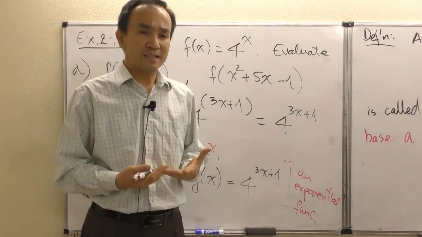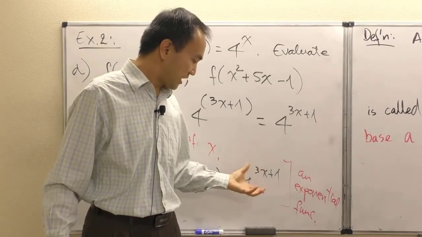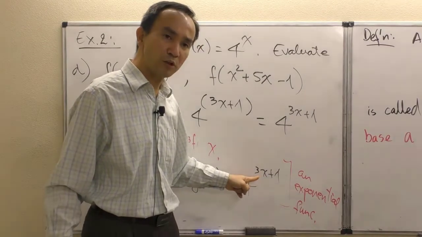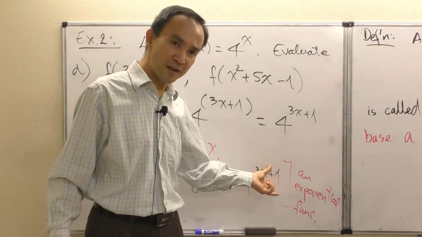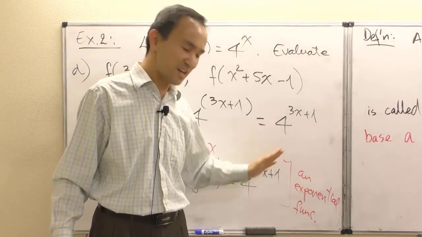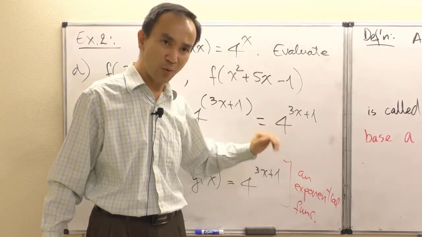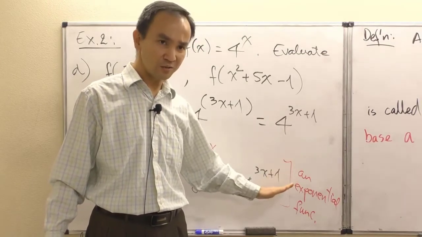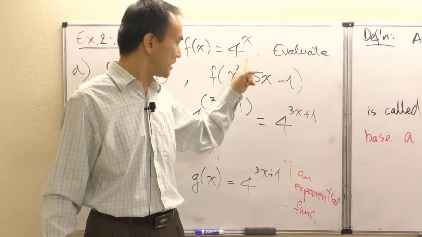So think about it as the order of operations. Eventually, if we're substituting a value for x here, then x must be multiplied by 3 first, and then plus 1. We have to take care of all of that in the exponent, and then we're going to raise 4 to that final exponent, and that's the idea here.